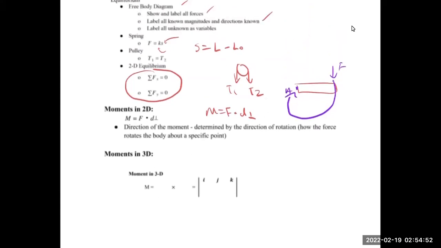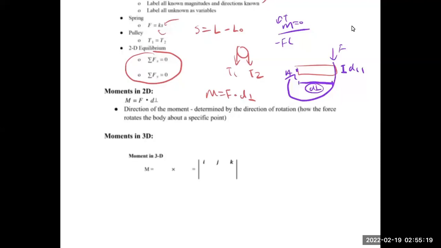So at first, I have to assume that either I want clockwise to be positive or counterclockwise to be positive. If I say I want counterclockwise to be positive, that means that my force going in the clockwise direction will be negative, and then multiplied by the perpendicular distance. This is the perpendicular distance, not this, because this distance right here is parallel to F.